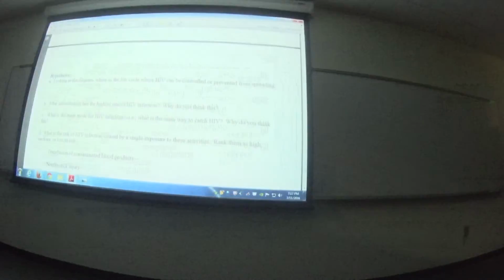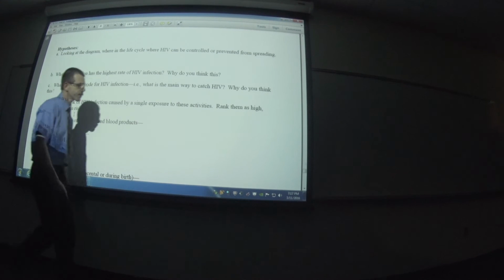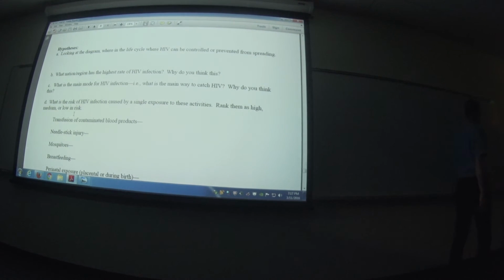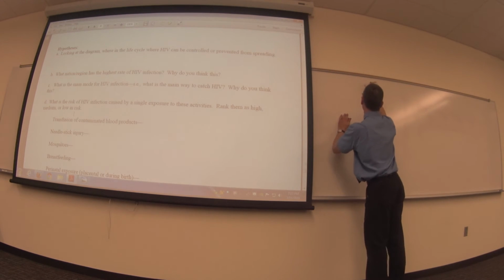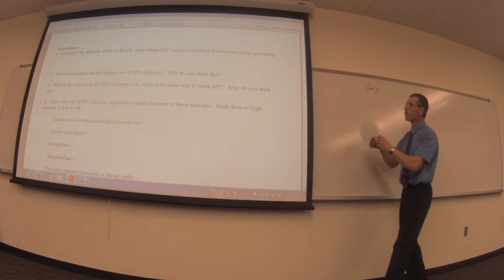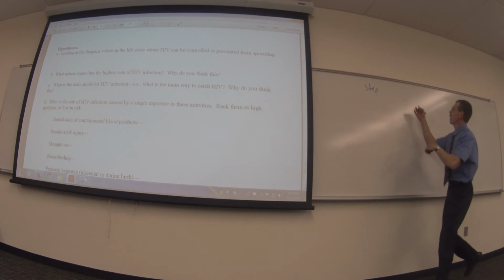So we're going to do a little hypothesis testing here after we look at where we can stop HIV. So look at your diagram. Look at those steps. Someone give me a step number on your diagram where I could maybe prevent, stop HIV. 2. Okay, 2 might work. Can you think of one maybe a little better than 2? How about 1? All right.